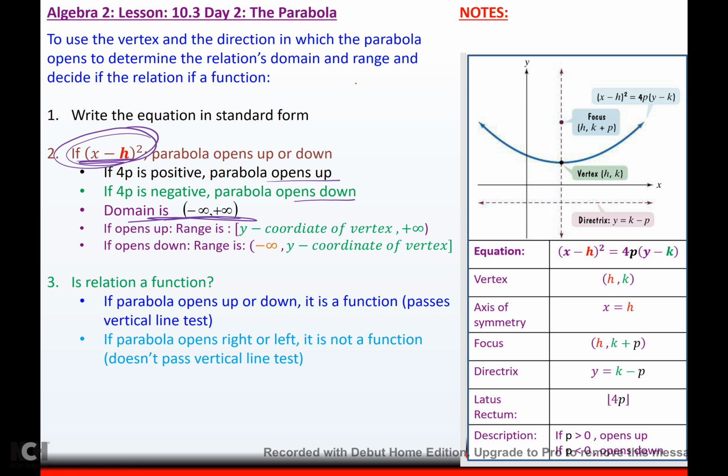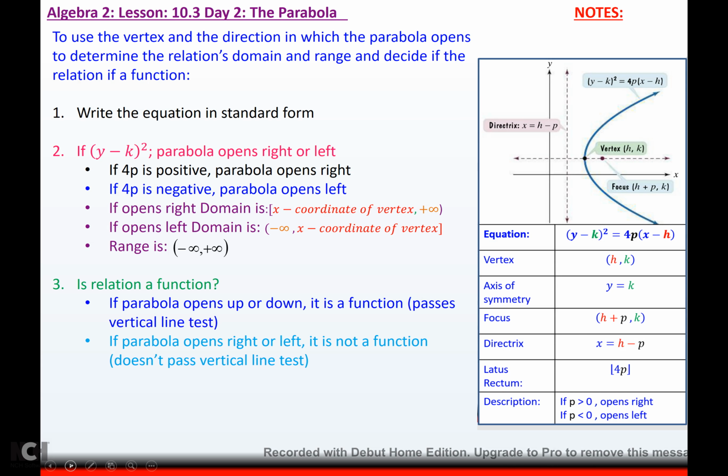Now, if it opens up, think about it. Your range is going to go from, this will be your vertex, the bottommost point, that x and y coordinate. So basically what it says is your range, if it opens up, is going to go from k to positive infinity. If it opens down, then your vertex is at the top. Remember, that's your h, k. Then your range will go from negative infinity, stopping at k, or the y coordinate of the vertex. Okay? And I promise you, if x is squared, it's going to pass a vertical line test, which means it's a function.